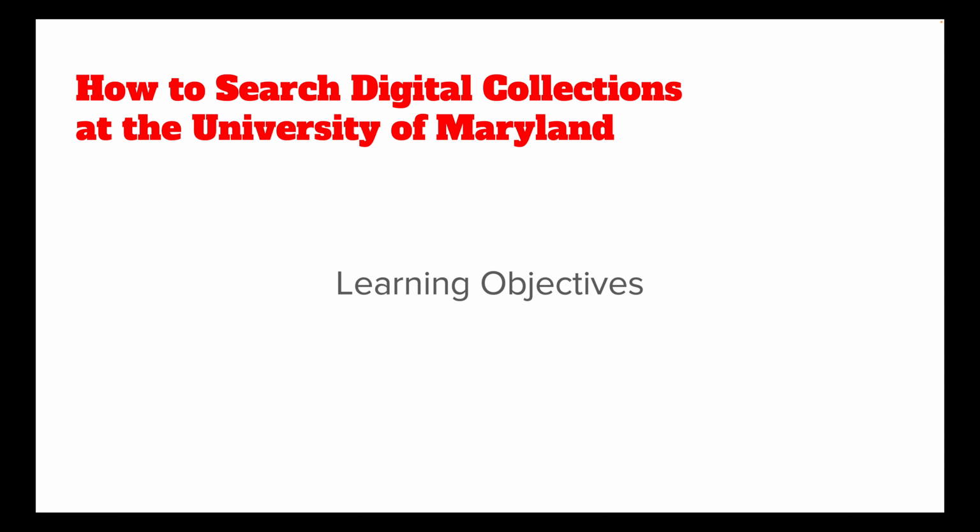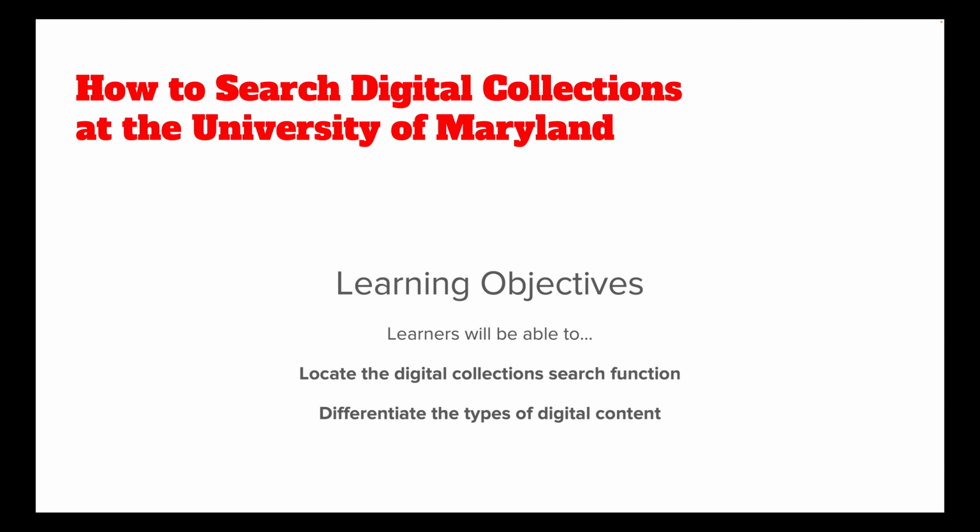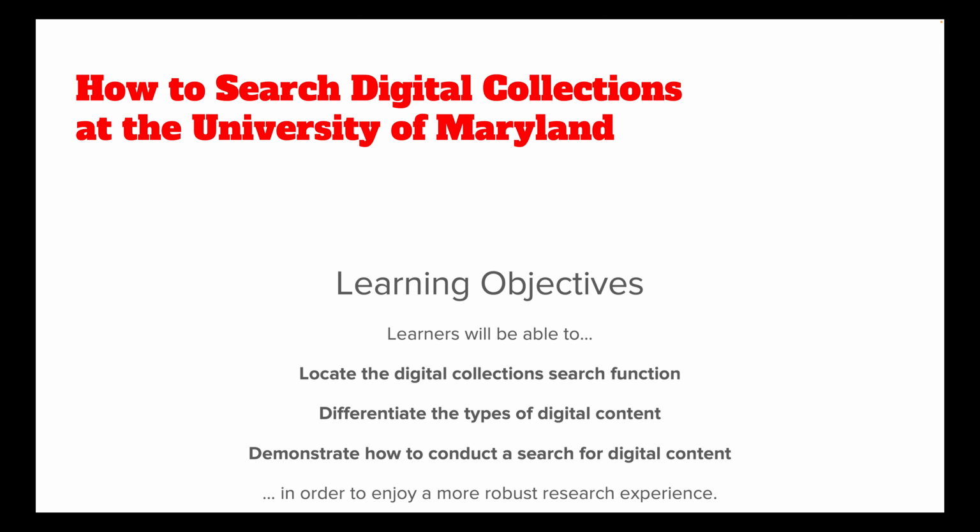By the end of this video, the learner will know how to: 1. Locate the digital collections search function. 2. Differentiate the types of digital content we have available to the public. And 3. Demonstrate how to conduct a search for digital content. And you'll be able to do all of this in order to enjoy a more robust research experience.